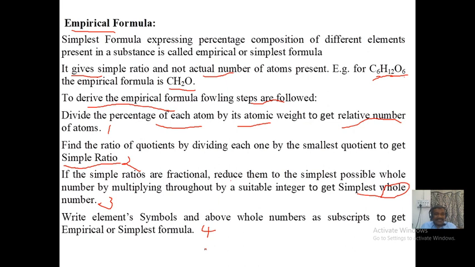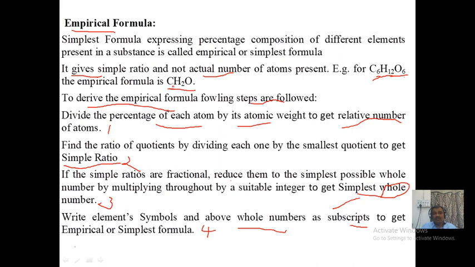Write the symbol of the elements and, above it, the whole number that you got here. Write this whole number as a subscript to get the empirical or simplest formula. For example, you got the simple whole number for carbon is 1, hydrogen is 2 and oxygen is 1. Then you will write the elements carbon, hydrogen and oxygen.